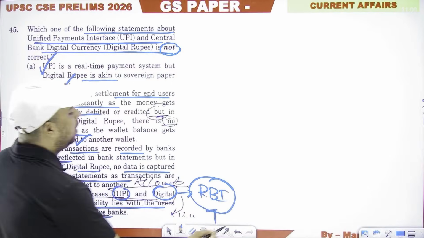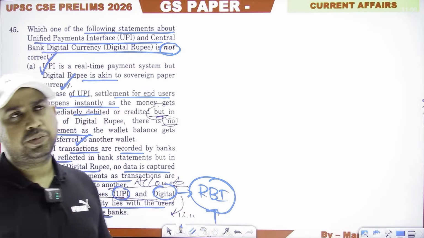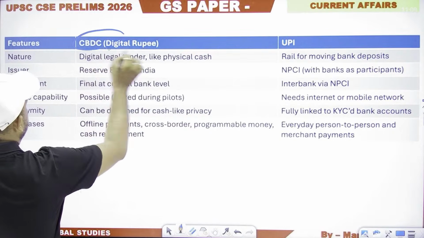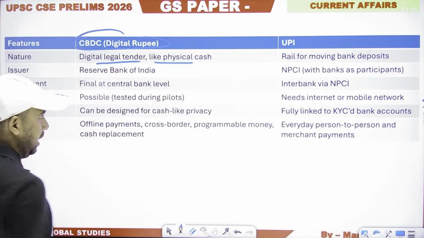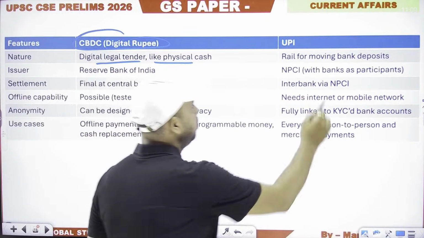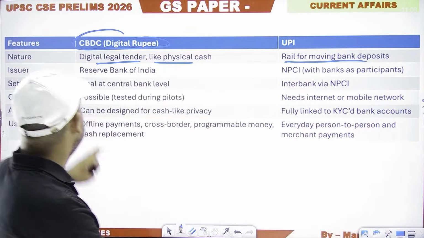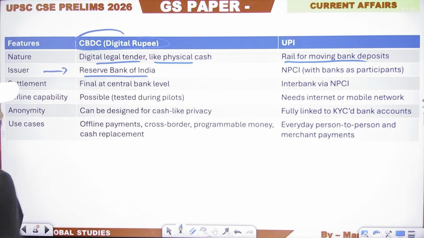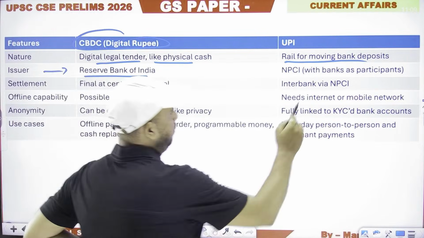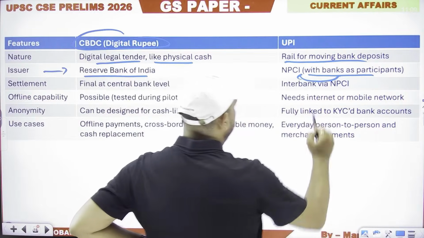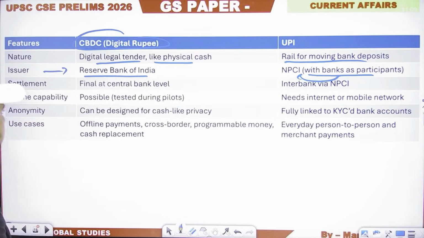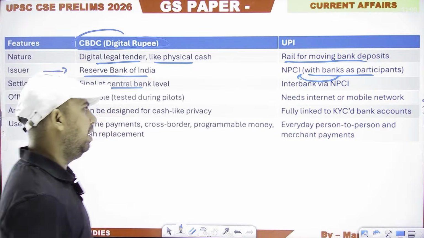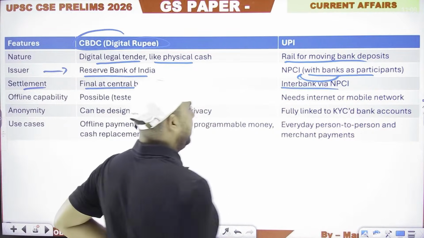If we do a proper difference between those two things, we can see that digital rupee is a digital legal tender like physical cash, but UPI is a rail for moving bank deposits. When we compare with the digital rupee, the issuer is Reserve Bank of India, and UPI is with banks as a participant with NPCI, National Payments Corporation of India. Settlement is final at the central bank level and at the wallet level, but it is interbank via NPCI.